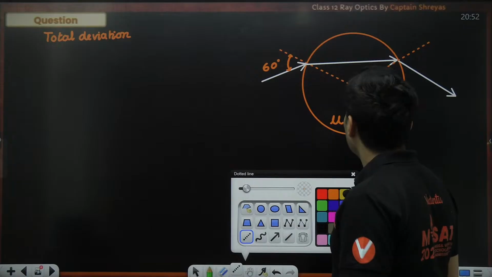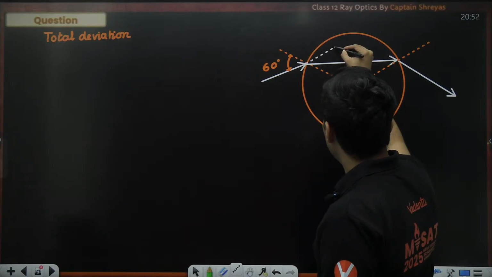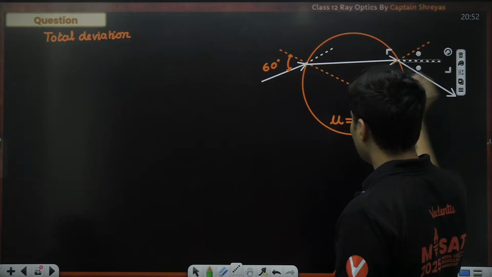Now, here, what we can do is say the light will deviate here also, and it will deviate here also.